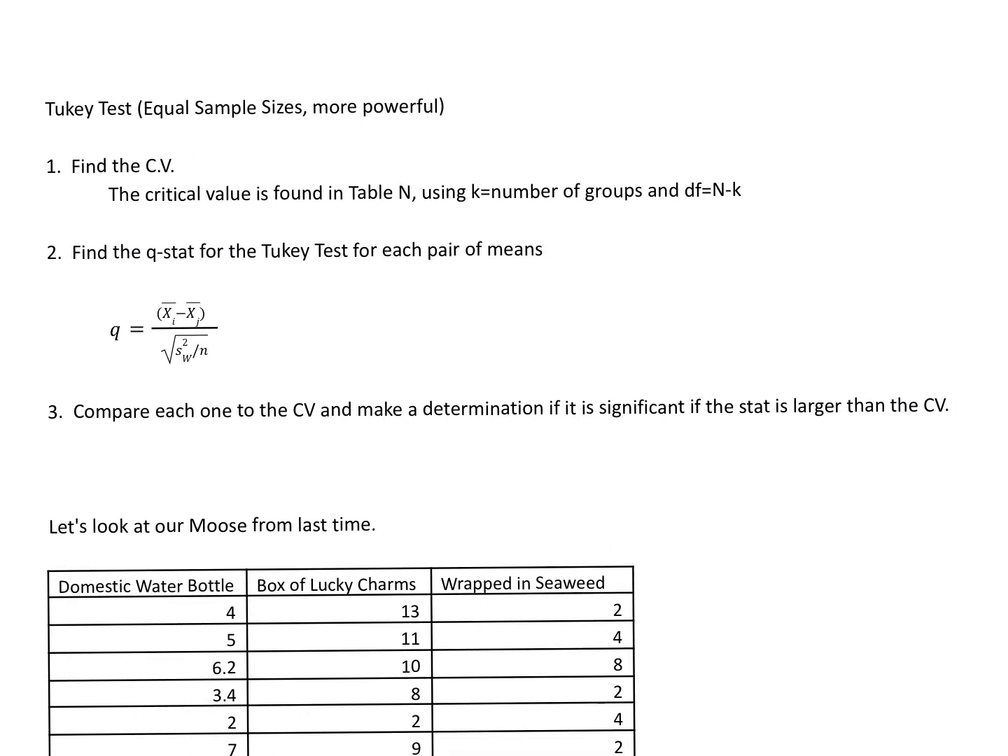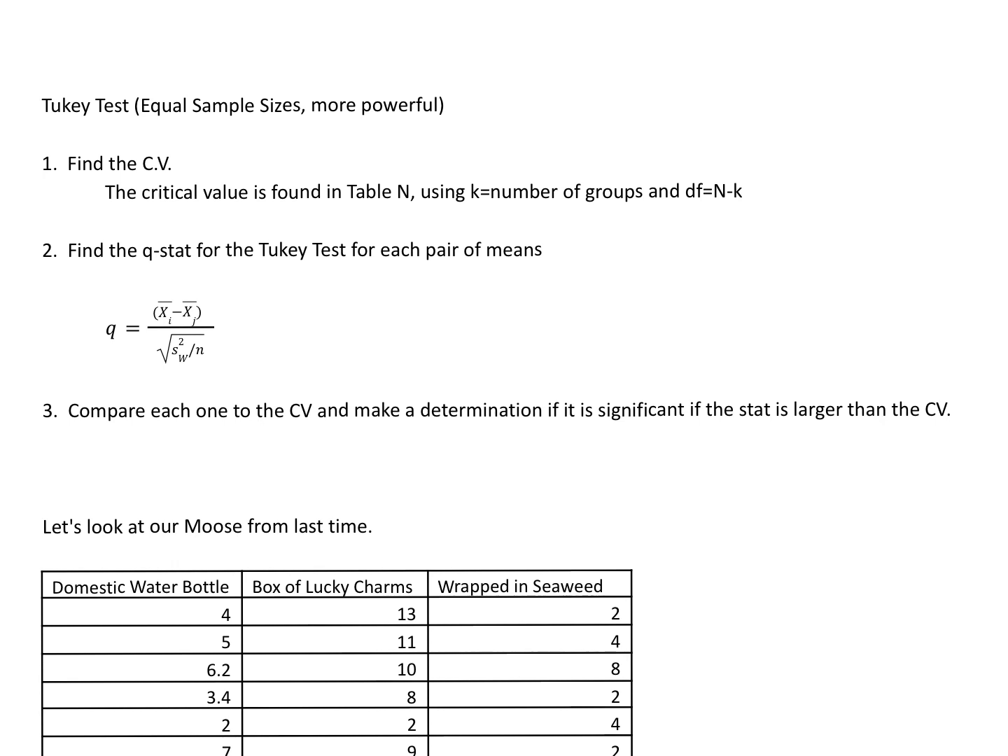Now let's talk about the Tukey test. So if you have equal sample sizes, it is actually better to perform a Tukey test than the Scheffé test because the Tukey test is more powerful. So the way we calculate our critical value for a Tukey test is actually using a table, and I will make sure that you have the table. So we use something called table N, where we have K equals our number of groups, and our degrees of freedom is capital N minus K. So remember, capital N is the total number of pieces of data you have minus your groups.